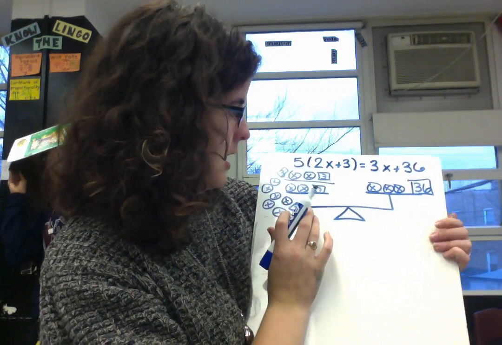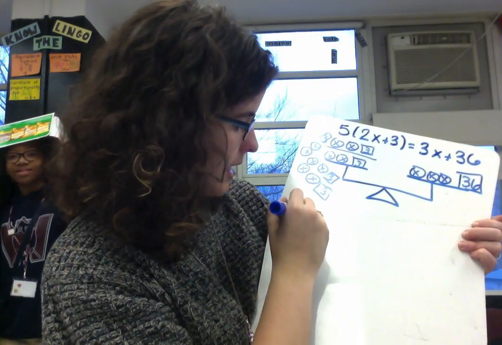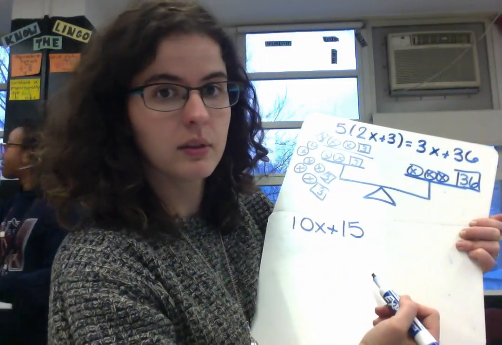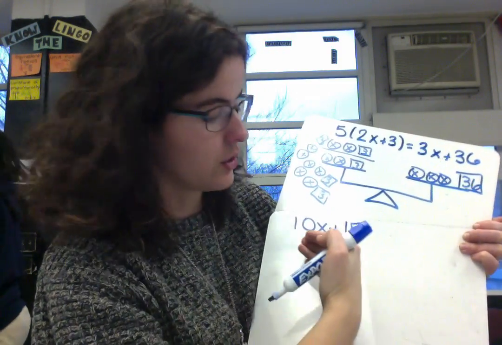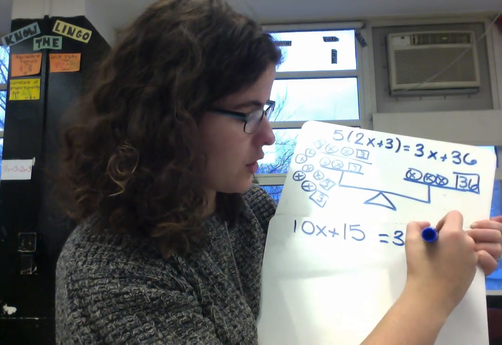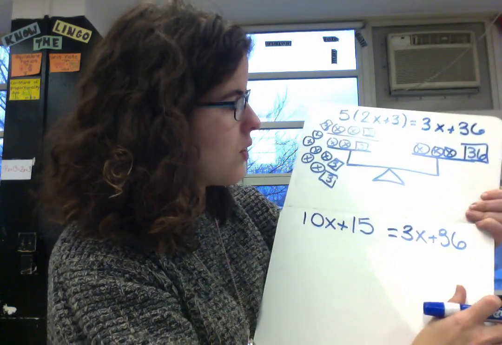Kind of rewrite that. 5 groups of 2 x's ends up being 10 x's. 5 groups of 3 ends up being 15. So you don't have to write all of that. You could just also write 10x plus 15 is equal to 3x plus 36. So let's see.